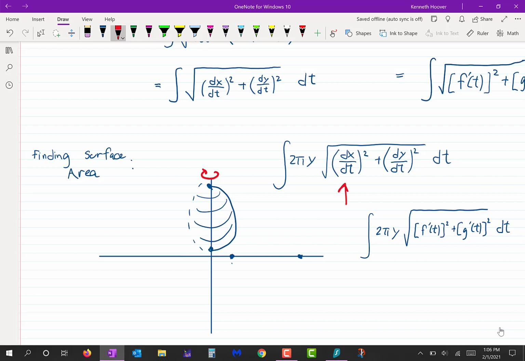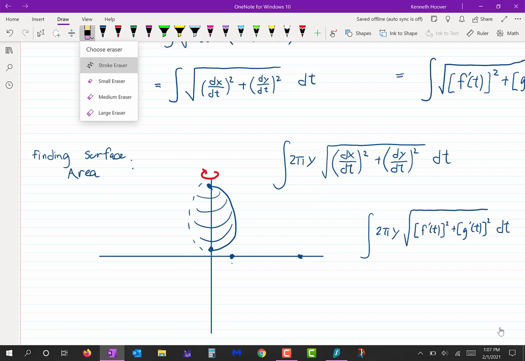That would become dy/dt squared, and this would become dx/dt squared, but we're just adding those together, so it doesn't matter what order they're in. So we don't have to change those at all, right? The only thing is that this would change to an x. That's the only difference.